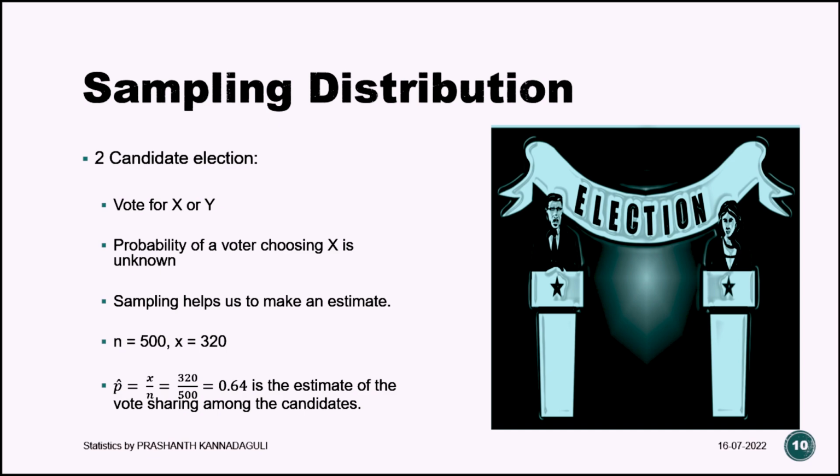But again, I cannot say this will happen, because I just sampled 500. There may be maybe 5 lakh total available. So that's the point. I'm trying to just make a guess in the initial first step, that's all. If I look at the vote share, I can say that X got 64% of the vote, which means Y got the remaining.